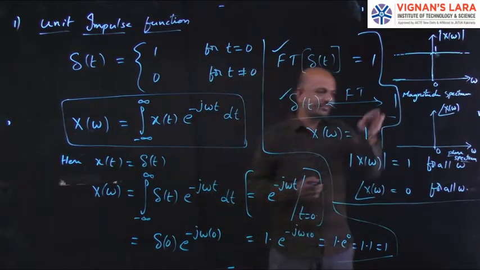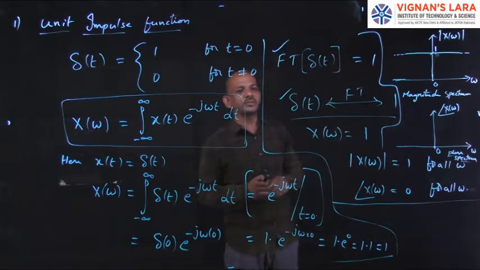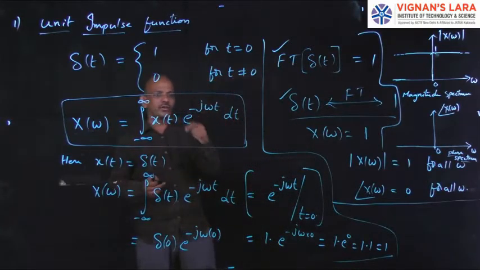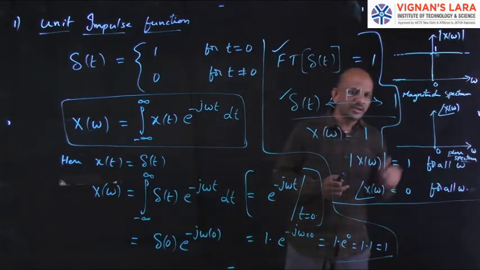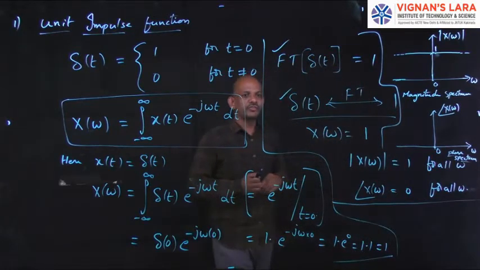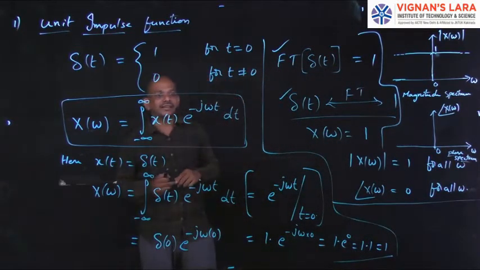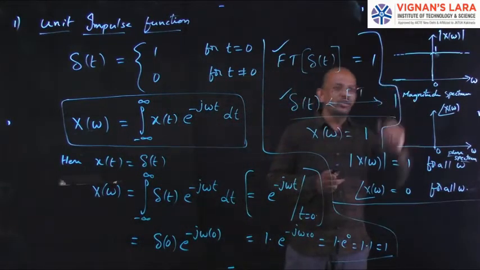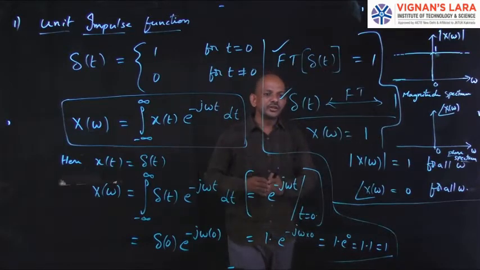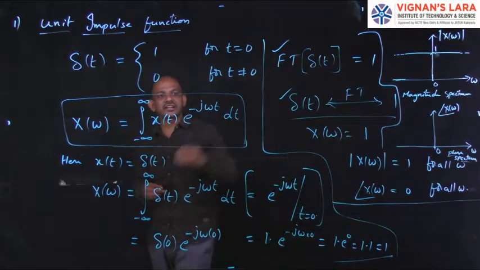For finding the magnitude, what do we have to go for? We have to go for the formula square root of real part square plus imaginary part square. Then find the phase angle. We have to go for the formula tan inverse of imaginary part by real part. By using these two formulas, I can find out the magnitude as well as phase.